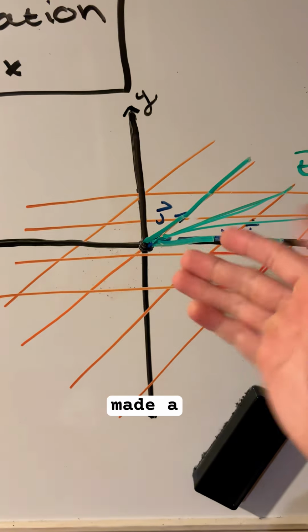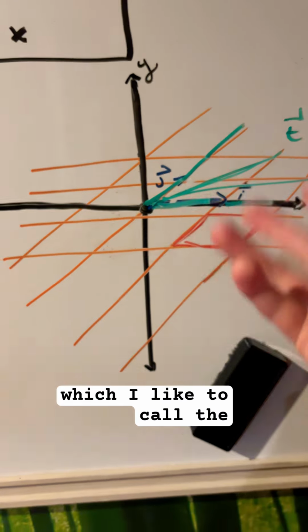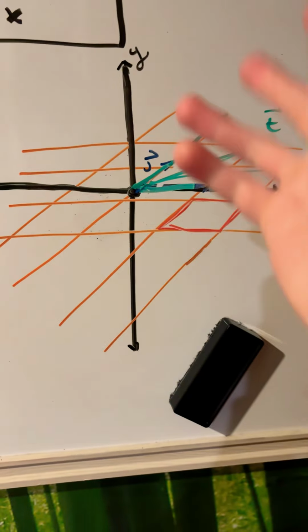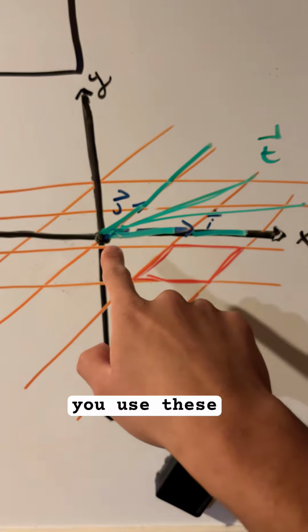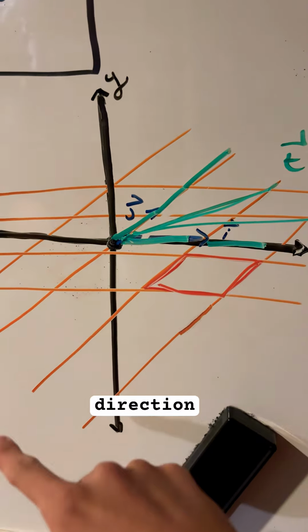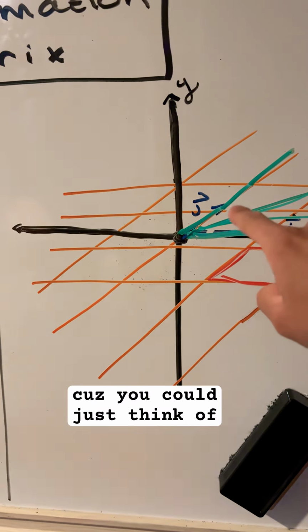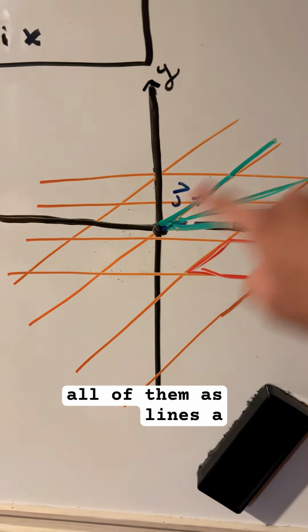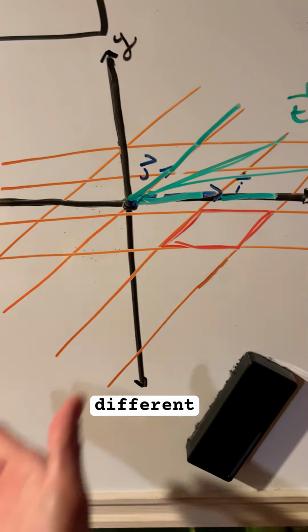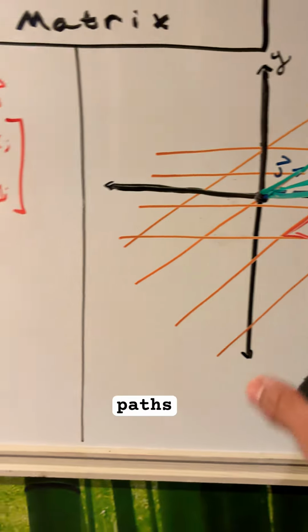And then I made a new plane, which I like to call the second plane, because we're basically projecting off of the previous xy coordinate plane. And you use these basis vectors to scale in that direction. That's the whole purpose, because you could just think of all of these as lines, a continuous linear combination of different vectors along certain paths.